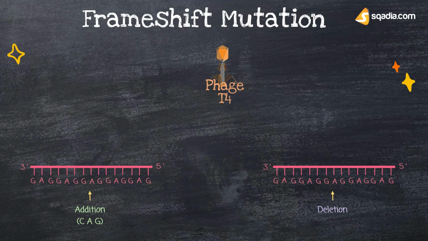a degenerate code. Let's understand frameshift mutations on a deoxyribonucleic acid sequence with the repeating triplet sequence: guanine, adenine, guanine. This is an initial frame. It has triplet sequence: guanine, adenine, guanine, such as guanine, adenine, guanine, guanine, adenine, guanine, guanine, adenine, guanine, guanine, adenine, guanine, and guanine, adenine, guanine.